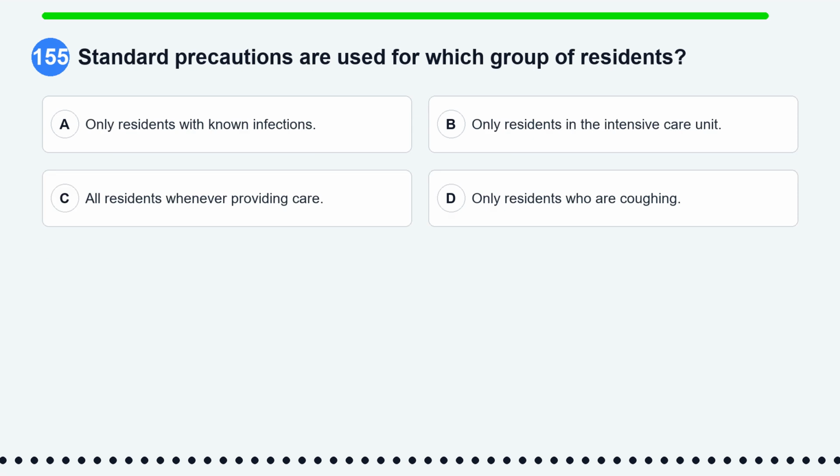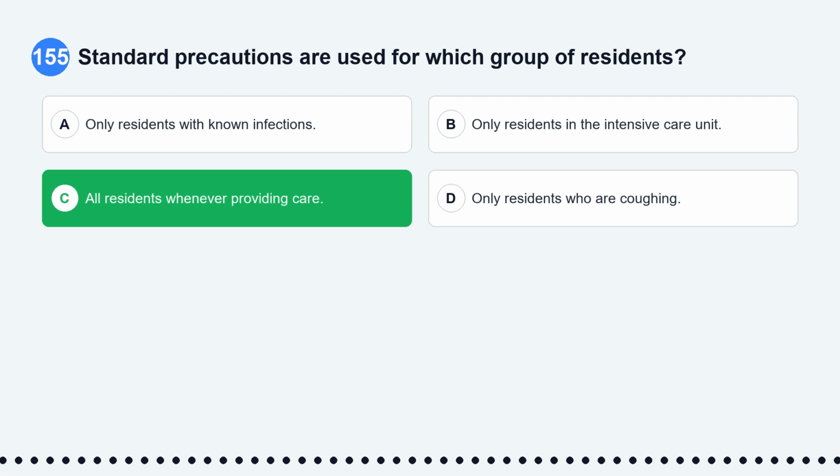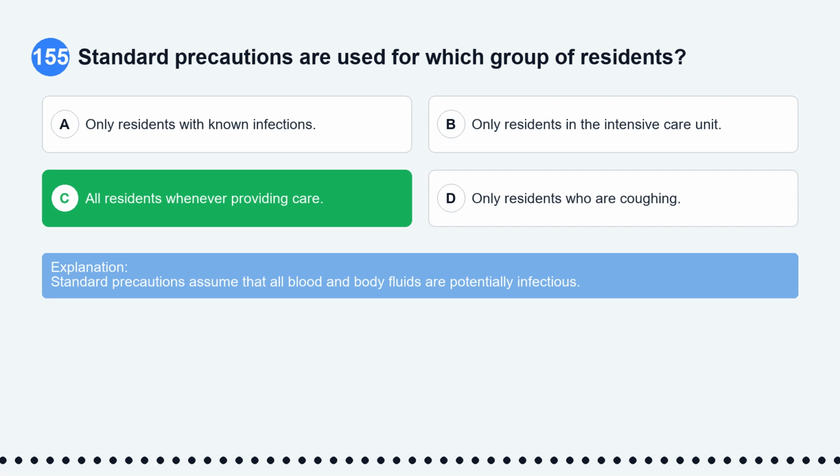Question 155. Standard precautions are used for which group of residents? Option A, only residents with known infections. Option B, only residents in the intensive care unit. Option C, all residents whenever providing care. Option D, only residents who are coughing. The correct answer is option C, all residents whenever providing care. Standard precautions assume that all blood and body fluids are potentially infectious.